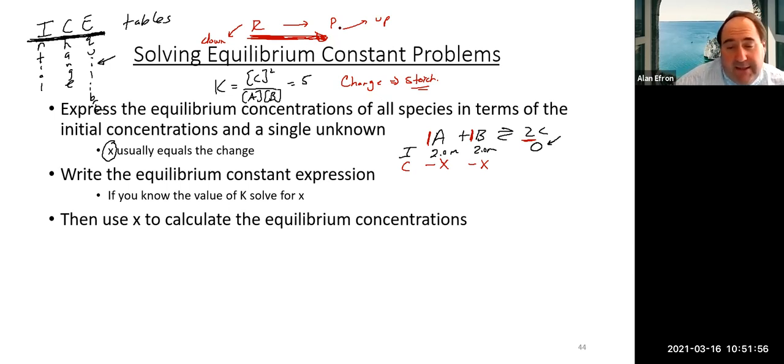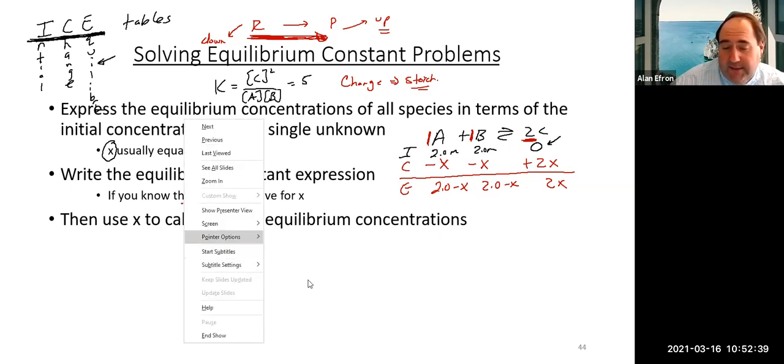Also to take into account the idea, as we just talked about, we are going to be making some products here. So this would be 2x, the 2 because of the coefficient. Again, the x is the change. And we would expect the products to be increasing, which is why we would have the plus sign here on the product side. Any questions on that? At this point, what we would do is carry everybody down. So this would be 2 minus x, 2 minus x, and 2x. Any questions on the setup of the ice table here?